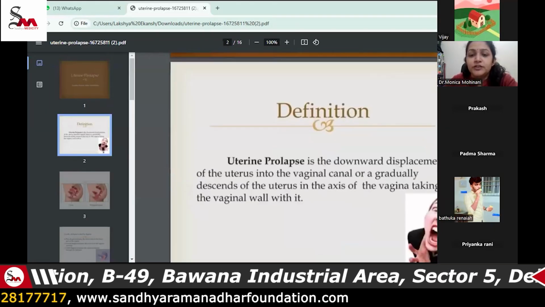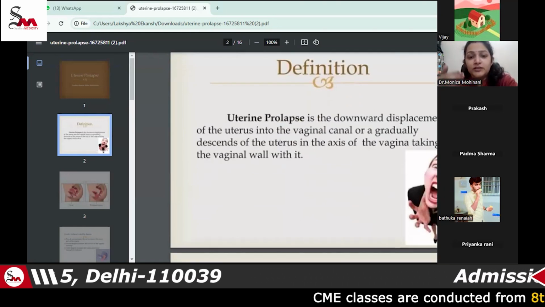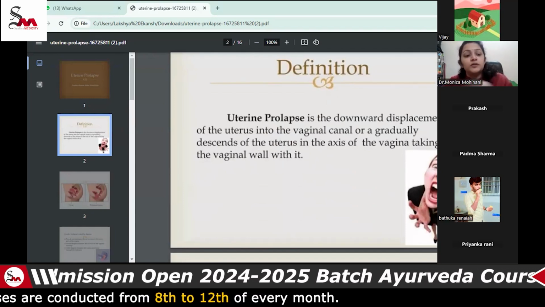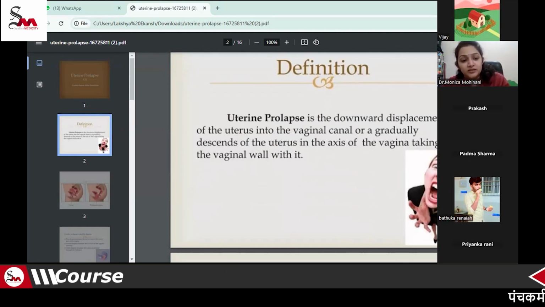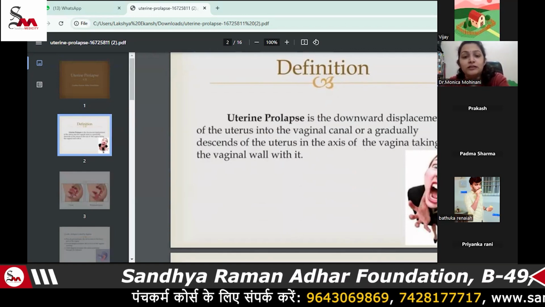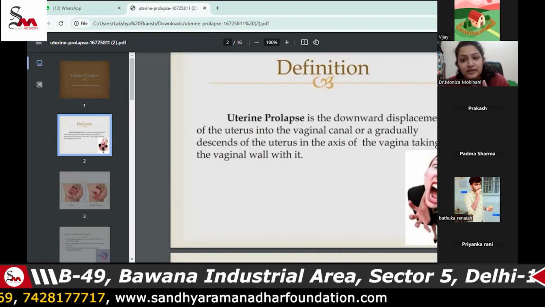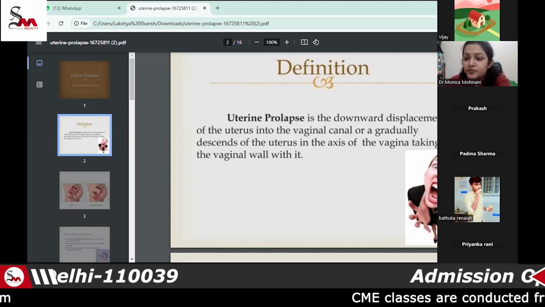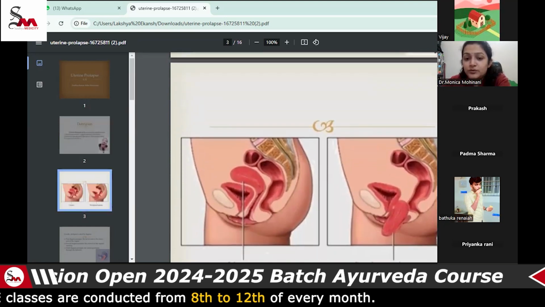So what is prolapse? Uterine prolapse is the downward displacement of the uterus into the vaginal canal, or the gradual descent of the uterus in the axis of the vagina, taking the vaginal wall with it. We discussed how the uterus is placed in the cavity, and the angles of flexion, anteversion, anteflexion and all that. Here, in the axis where it is standing, it descends out from the cavity, and it is gradual. ऐसा नहीं कि एक ही बार में पूरा प्रोलैप्स हो जाता है, ये ग्रेजुअल प्रोसेस होता है.